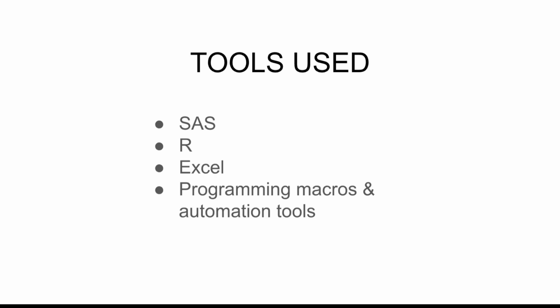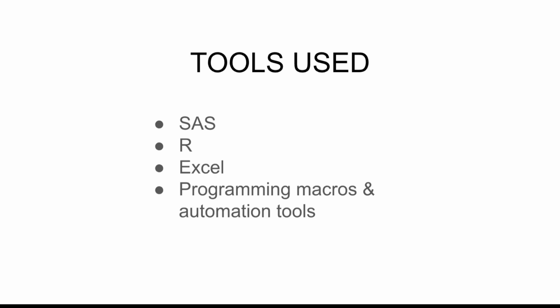R programming. R is an open source programming language that is gaining popularity in clinical trials. It's mainly used for advanced statistical analysis, data visualization, exploratory data analysis. Microsoft Excel. Excel is commonly used for quick checks and validations. For example, reviewing small datasets, performing basic calculations, cross-checking numbers in the reports.